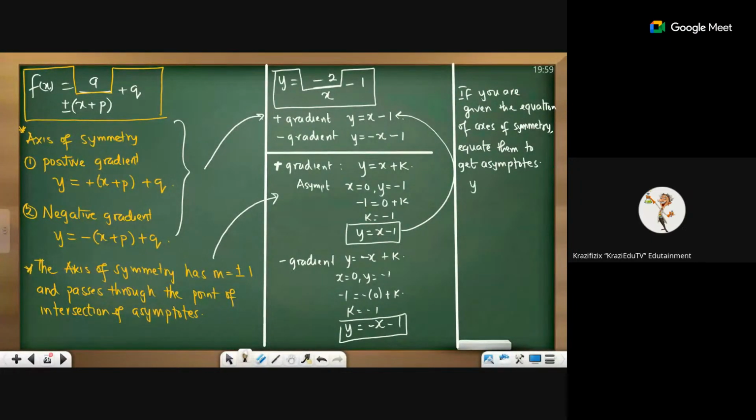So we are given y equals x minus 1, and we are given y equals what? The two equations. What do you do?